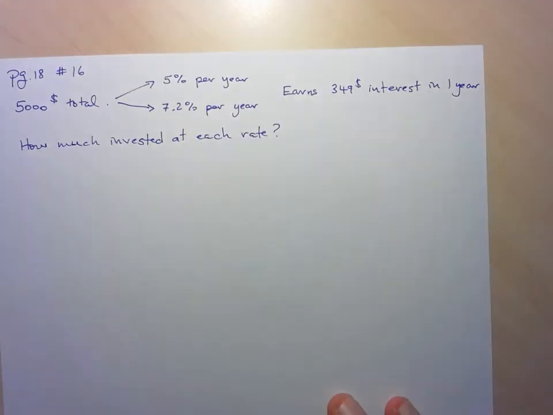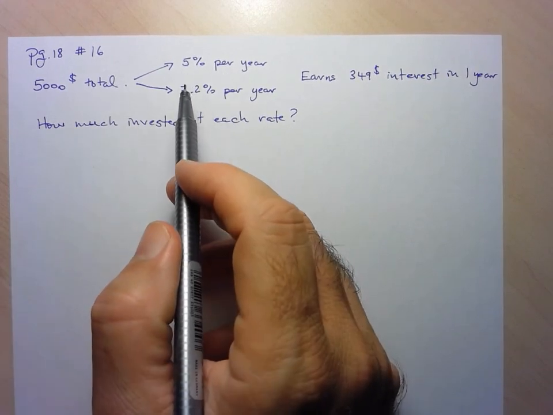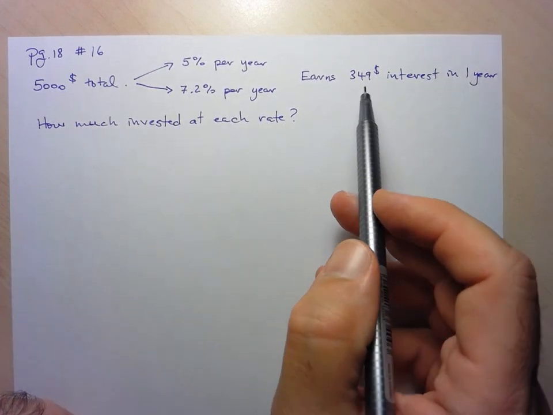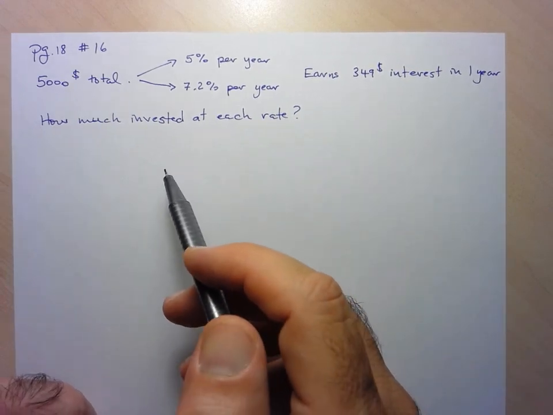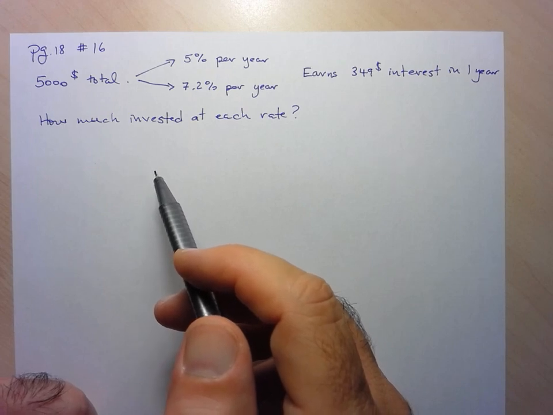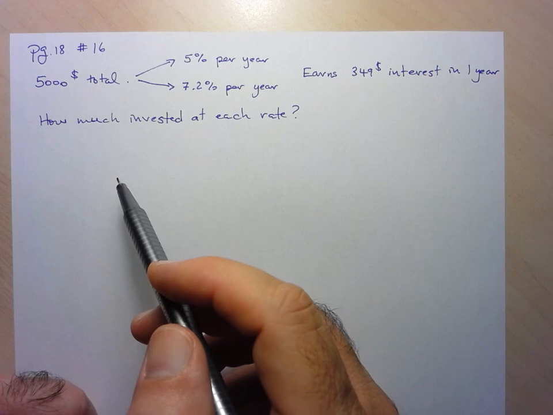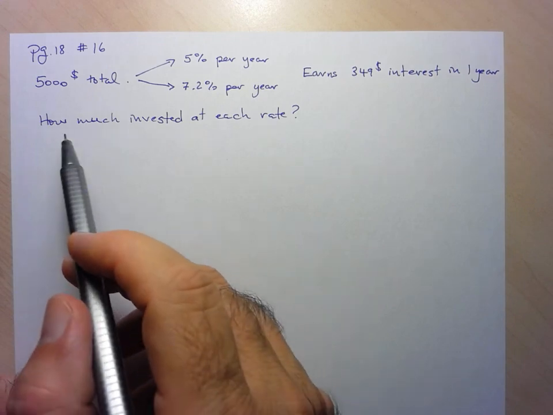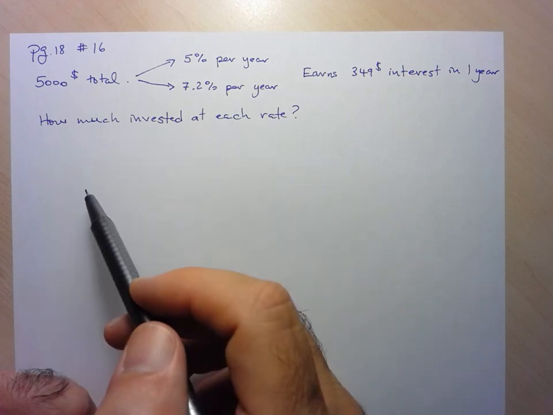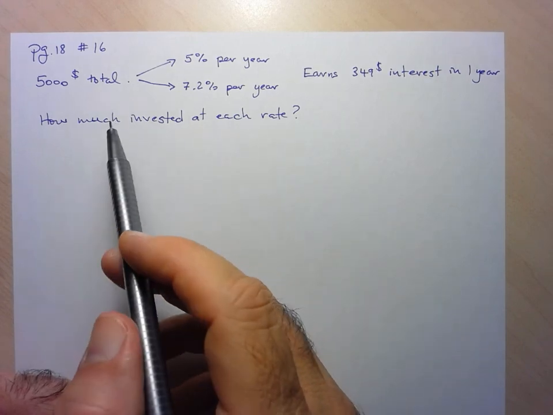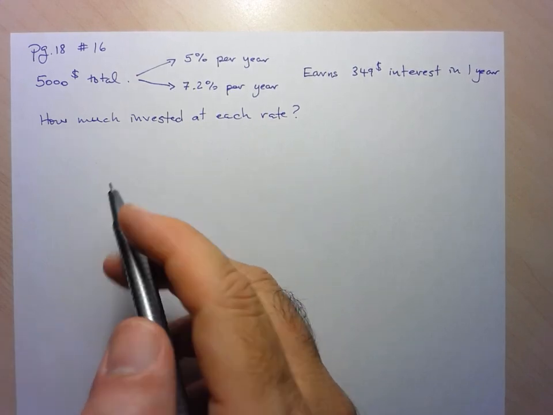I've just recapped it here: the total is $5,000 in these two accounts, and the other piece of information they tell us is that at the end of the year, she gets $349 in interest. The first thing we have to do when solving this problem is to come up with equations. Step one is to determine what our unknowns are. Often, the question itself gives us an idea as to what the unknowns should be. What is it we're looking for? We're looking for how much was invested at each rate. So that's how I'm going to define my unknowns.